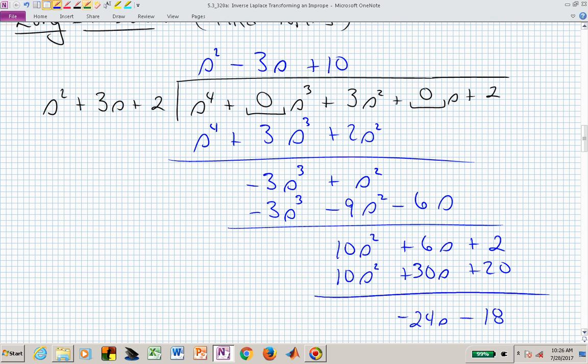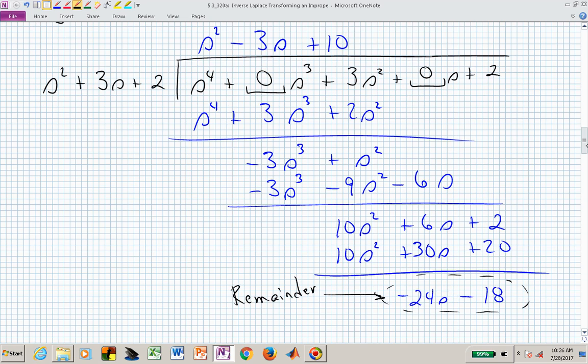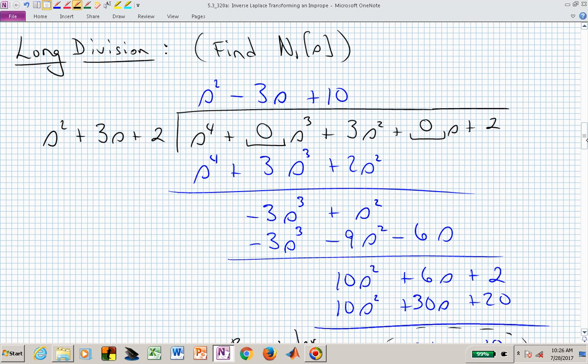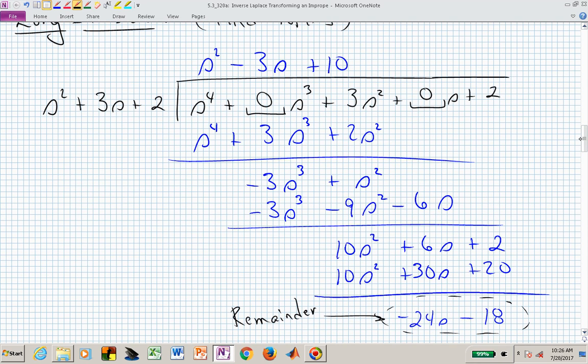And now our remainder, comparing order of the remainder with the order of the denominator, is okay. And we can now say we can stop with this long division process. We now have our polynomial, s squared minus 3s plus 10, and the remainder n sub 1 that we wanted.